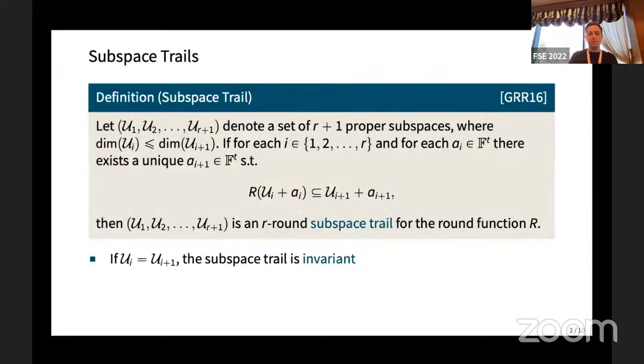So what is a subspace trail? I will not go over this definition in detail, but let us just assume that we have a set of subspaces U, and if they fulfill this relation for a particular round function R, then we say that this set is an R-round subspace trail for this round function R. And if all the U's, these subspaces, are the same, then we say the trail is invariant. What we focus on in this paper are trails which are infinitely long. So there's also the notion of iterative subspace trail. I will not go into that now. You can see it in the full presentation.